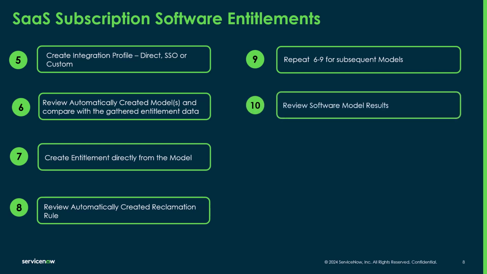And then last but not least, of course, you're going to want to review those software model results again. So you're going to want to go to the license usage workspace, and you're going to want to review that specific publisher or product results. And that's pretty much the entitlement gathering process you're going to want to think about as you start to mature and get into software asset management.